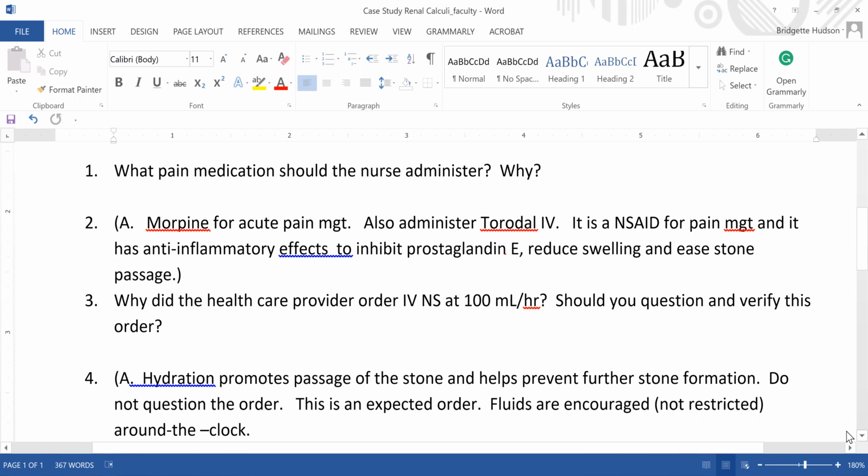What about protein? Should we limit protein? No. You sure? Yeah, we can limit protein supplements, but not your daily protein. You didn't say don't eat any protein. But we are going to minimize our protein because we want to make sure we don't increase our calcium and our uric acid stone.